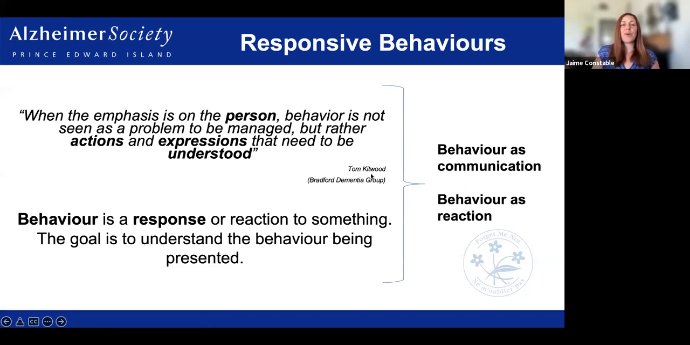So when the emphasis is on the person, behavior is not seen as a problem, but as actions and expressions that need to be understood. The behavior is a response or a reaction to something, and the goal is to understand the behavior being presented. This is all about behavior as communication, of an underlying need or a discomfort, or behavior as a reaction, which is a response to, it could be the environment. There's a number of things, and we'll look at that in just a moment.